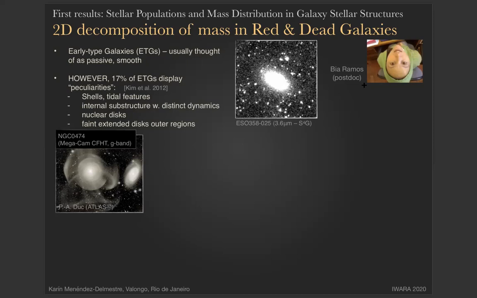So the very basic way of describing them is very smooth, passive, not much happening in them. However, this was work by Taeyeon Kim from 2012 and the S4G team. We saw that close to 20% of early type galaxies display peculiarities. Here I'm just showing you a really nice example, one that had been known way before because it's very extreme. You can see that there are shells and very sharp structures that deviate from this very smooth looking galaxy.